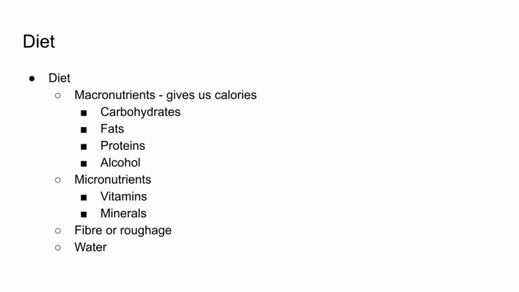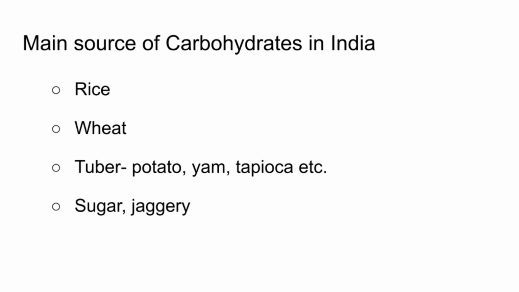What are the carbohydrates? The main carbohydrates in our diet are the sugar and jaggery, which are refined carbohydrates. Then there are the bulk carbohydrates like rice, wheat, and in some instances corn, millet, etc. Tubers such as potatoes, yam, tapioca are also a major source of carbohydrates.